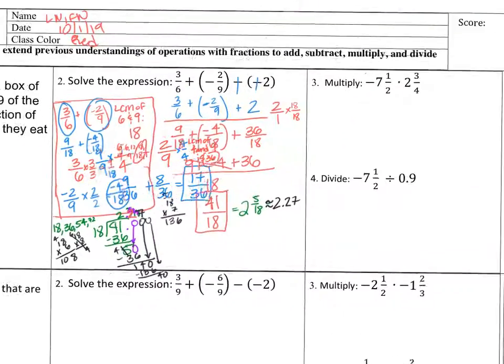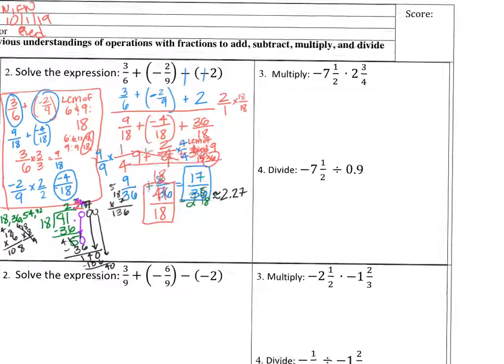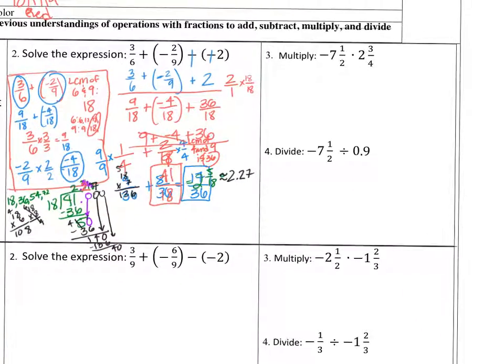Number 3. Multiply negative 7 1/2 times 2 3/4. So I'm going to turn those into improper fractions. Negative 7 times 2 is negative 14, plus 1 is negative 15 over 2, times 2 times 4 is 8, 8 plus 3 is 11, over 4. And now you just multiply straight across.